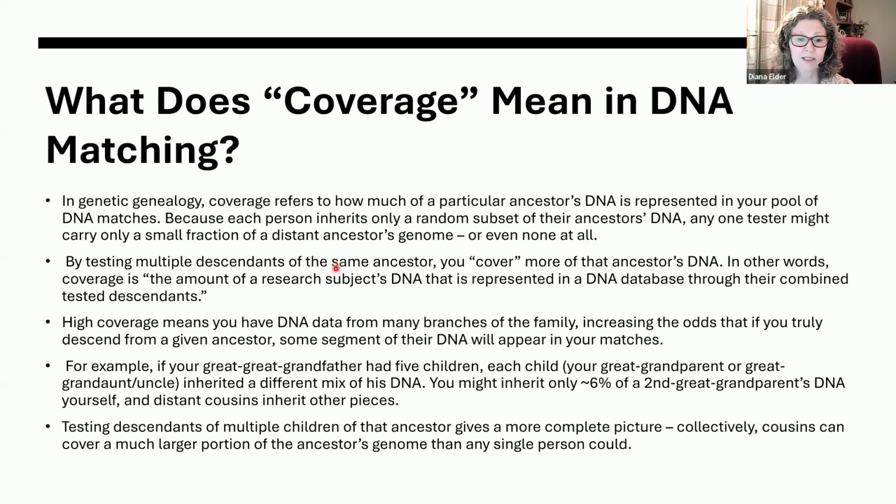So by testing multiple descendants of the same ancestor, you cover more of that ancestor's DNA. In other words, coverage is the amount of a research subject's DNA that is represented in a database through their combined tested descendants. So high coverage means you have DNA data from many branches of the family, increasing the odds that if you truly descend from a given ancestor, some segment of their DNA will appear in your matches. For example, if your great-great-grandfather had 5 children, each child inherited a different mix. You might inherit only 6% of a second great-grandparent's DNA, and distant cousins inherit other pieces. Testing descendants gives a more complete picture.